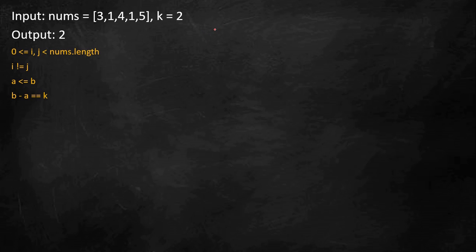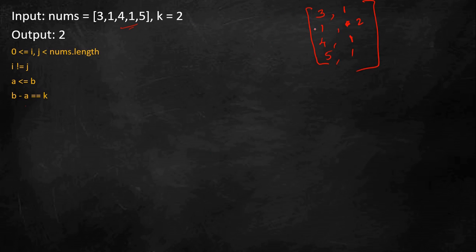Okay, so how can we optimize this in O(n) time without doing sorting? Let's see, can we use a frequency map here? Let's say I use a frequency map, where the key will be the value of the nums array, say 3, and I will store the counter for this particular nums value.